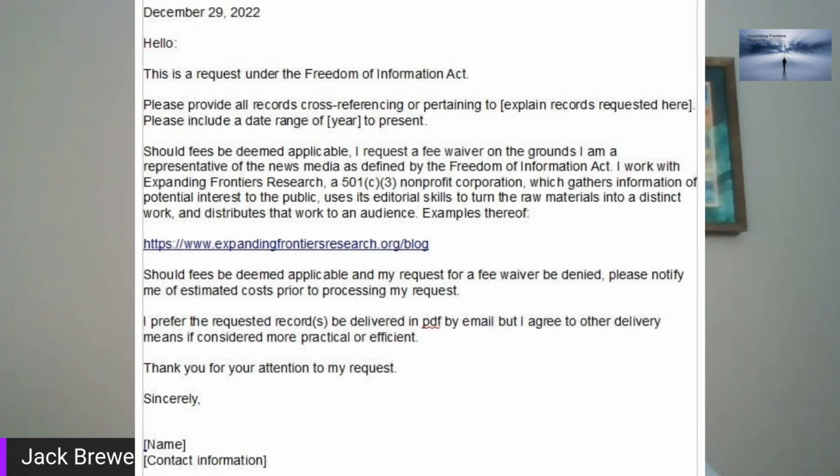Then I still say if fees are deemed applicable, to please notify me prior to processing. And then let them know how you would like the information provided to you. I, for instance, like it in email, in PDF when possible, and thank them and be sure and include your name and contact information so that they can get that stuff to you.